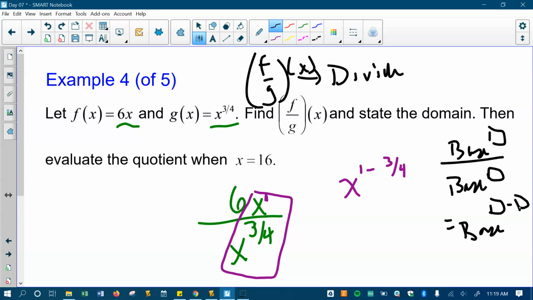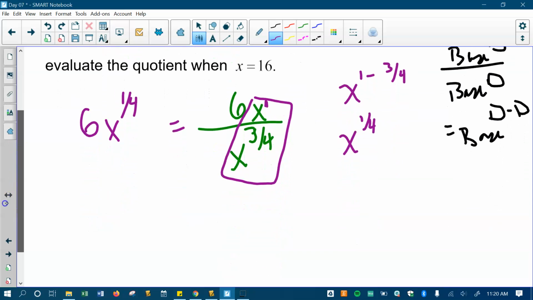When we do 1 minus 3/4, again, if you want to challenge yourselves on this, please do. You can end up getting x to the 1/4. Because the 1 is 4 over 4, right? 1 over 1 multiplied by 4 on top and bottom is 4 over 4. Minus 3 over 4 is 1 over 4. Okay, if all that makes sense, we could rewrite our answer as 6x to the 1/4. It's totally up to you on how you want to do that. I won't take points off either way.